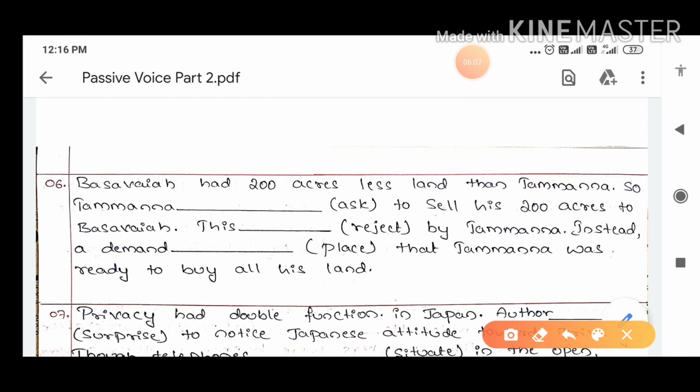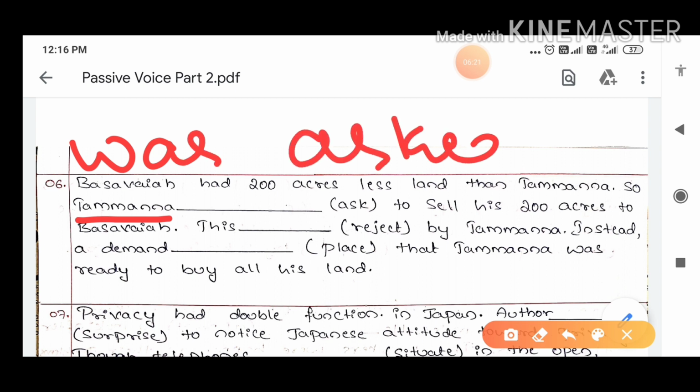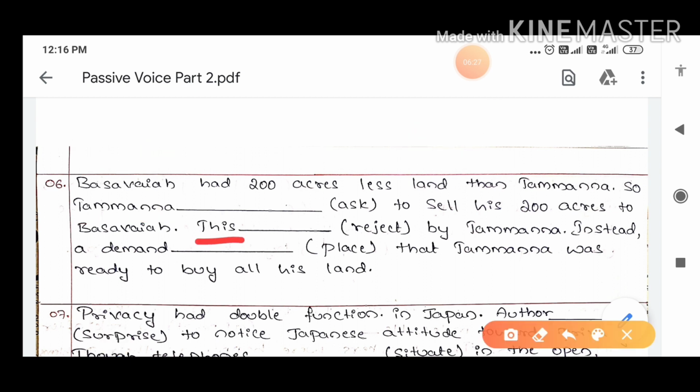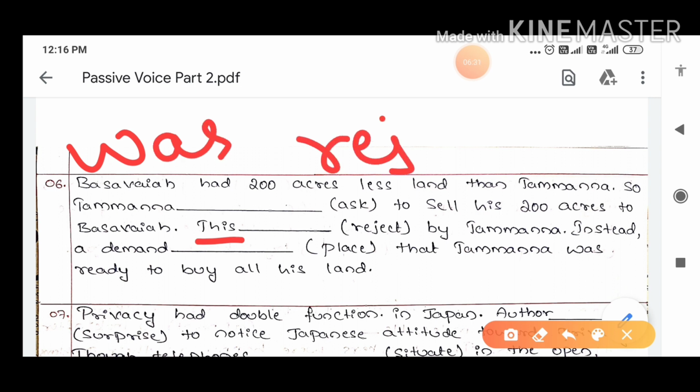Baswaya had 200 acres less land than Tamanna. And so Tamanna, the word Tamanna stands for singular, so we use was, and V3 of ask is asked. Tamanna was asked to sell his 200 acres to Baswaya. So this stands for singular, was. V3 of reject is rejected. This was rejected by Tamanna.